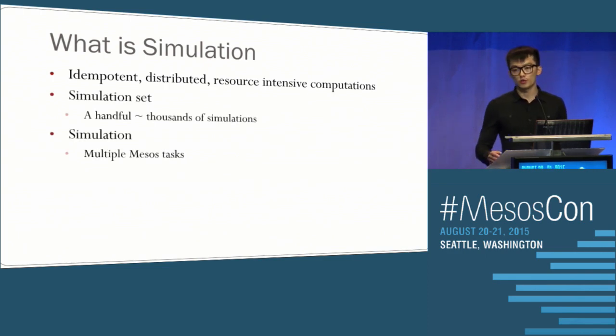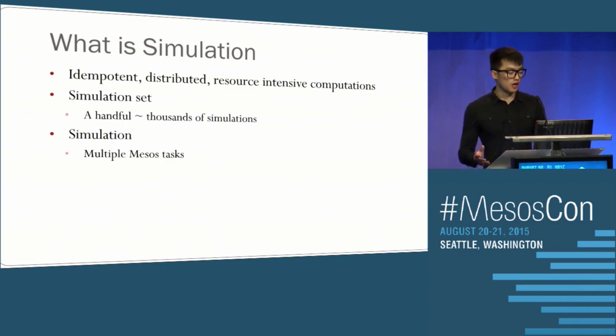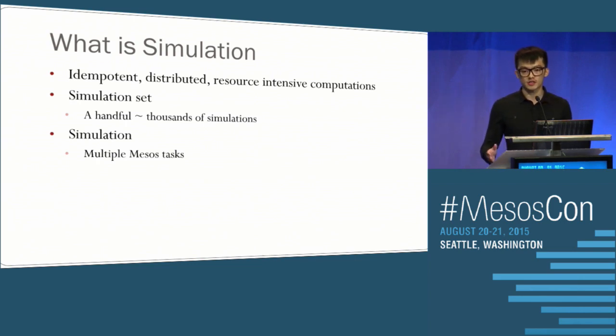And people rarely run just one simulation. People usually run simulations in a batch fashion. We call them a simulation set. A simulation set can have anywhere from a handful to thousands of simulations. And one simulation is implemented as multiple Mesos tasks running in parallel.